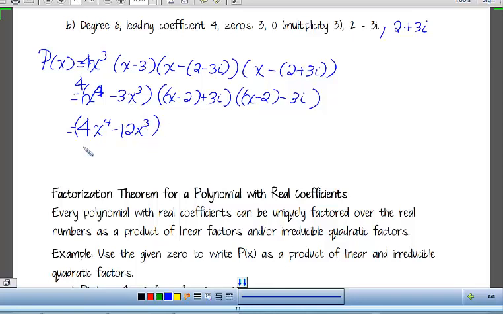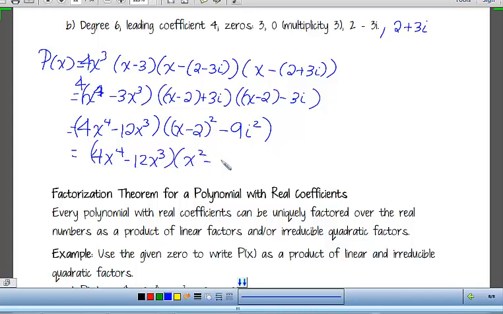Okay, so when I multiply these together, we get x minus 2 squared minus 9i squared. Okay, and 9i squared is, by the time we distribute this minus with it, it's a 9. So this is 4x to the fourth minus 12x cubed times x squared minus 4x plus 4. Is this the exact one we had before, that factor? Seems like it. Plus 9. Okay. Or we could call that plus 13. Okay, and then we have to go on and multiply those two together.